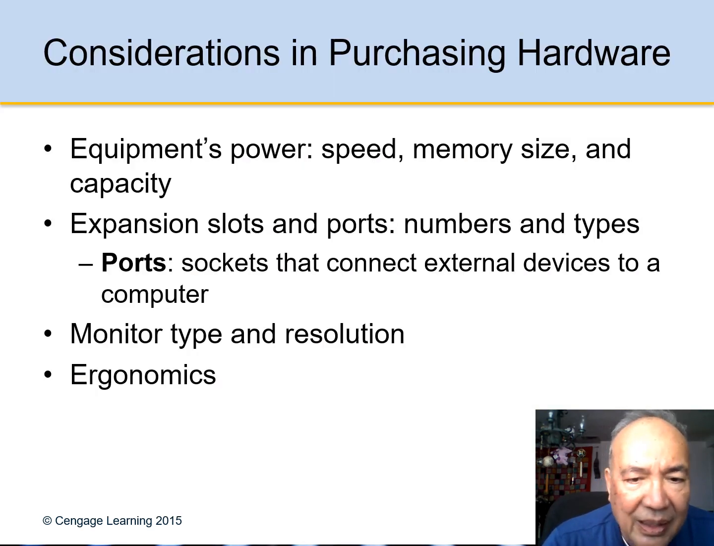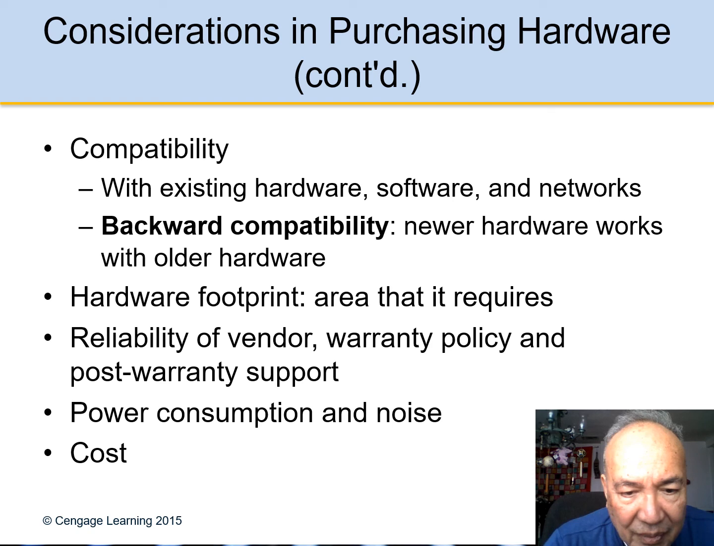Okay, now what are the considerations in purchasing the hardware? The space where you're going to put it, number one. Equipment power, speed, memory, size, and capacity. And also the ergonomics. Remember the word ergonomics. How comfortable will you be with that computer? So compatibility with the software, hardware, and then the cost, the power consumption, and the noise.